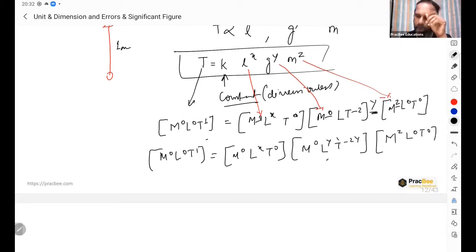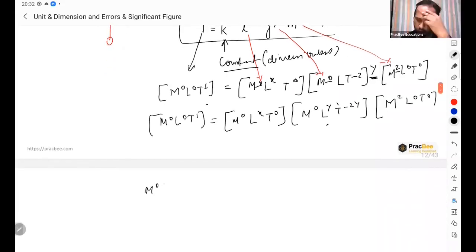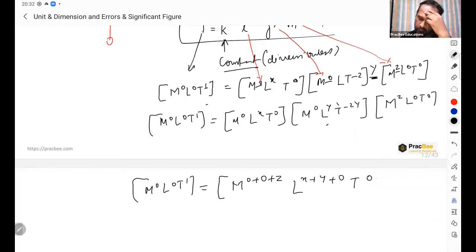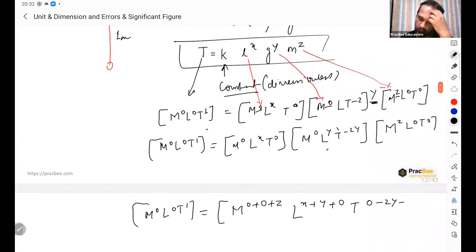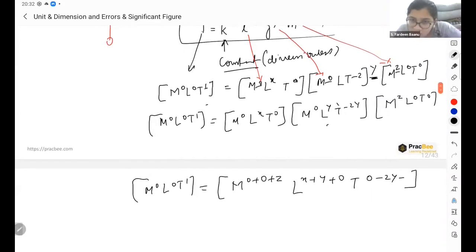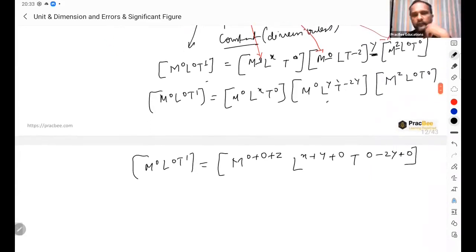Is it fine? Because this is raised to the power y, and I know that it follows the rule of powers. So this is M^(0+0+z), L^(x+y+0), T^(0-2y+0). Got it, Fardeen?